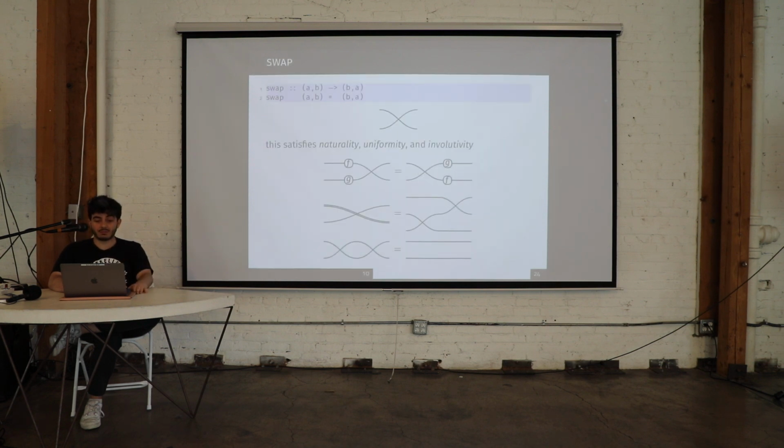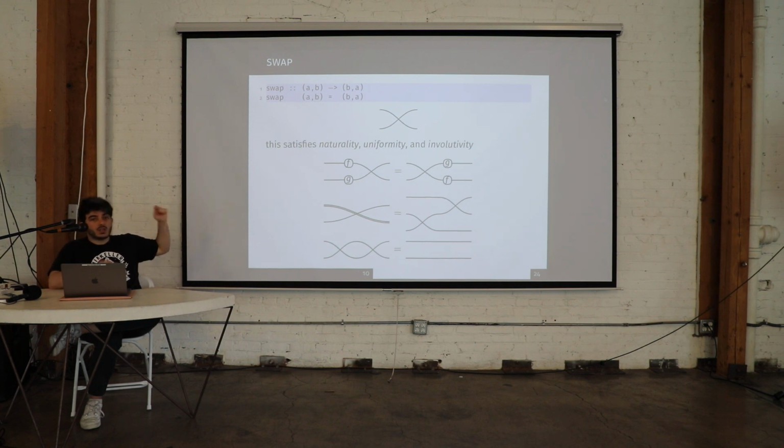So we also have swap maps. A to B goes to B to A. And we're going to draw it with literally a crossing. And this is going to satisfy a bunch of properties that I'm not going to get too detailed into, but you can probably see how these would be implemented in Haskell. But the whole point is that this is very diagrammatic.